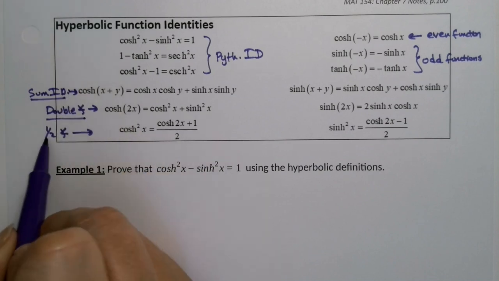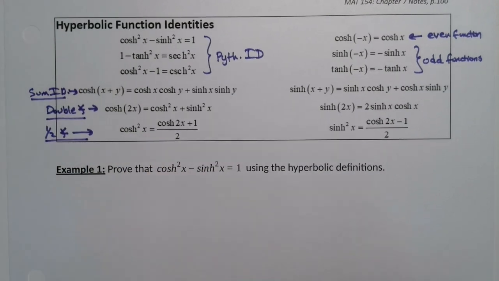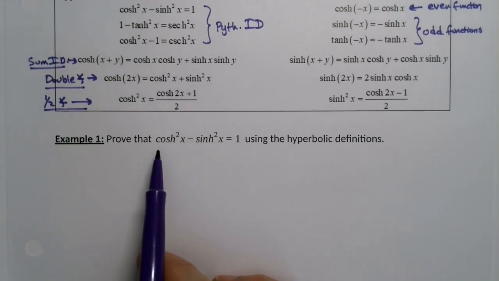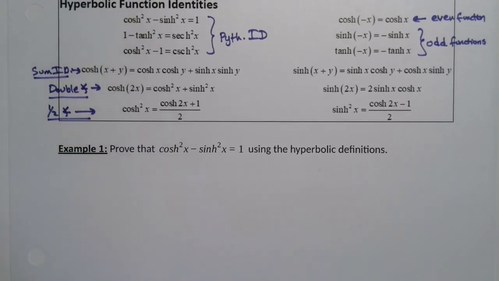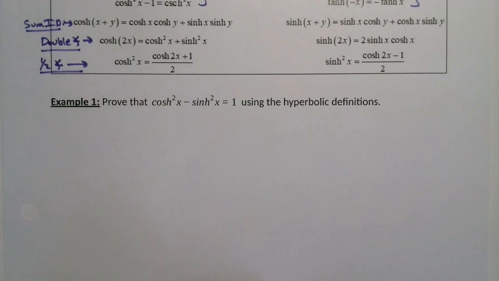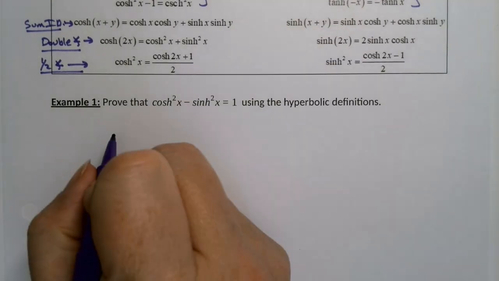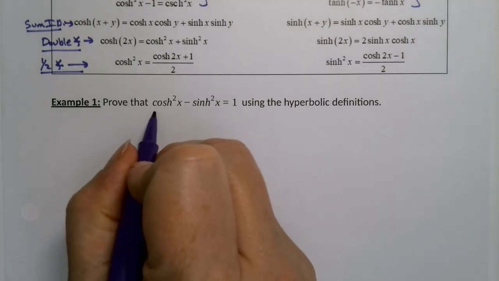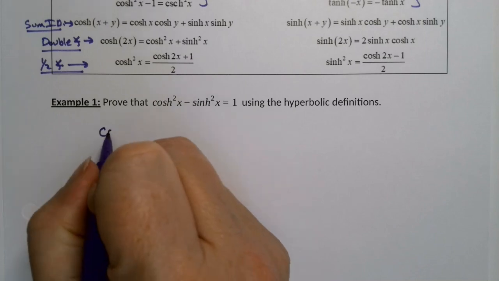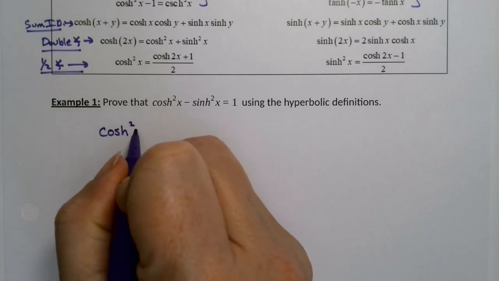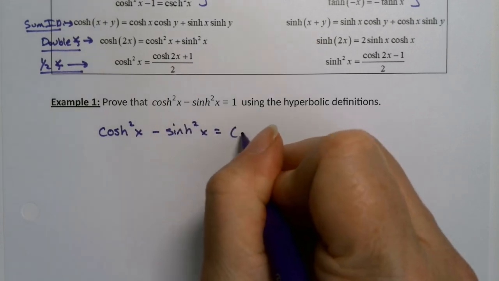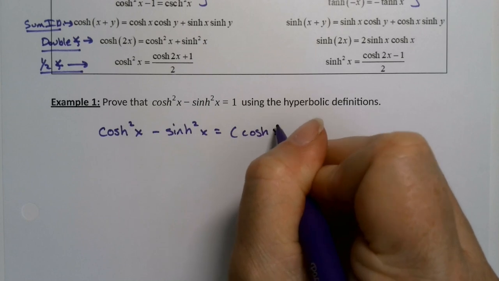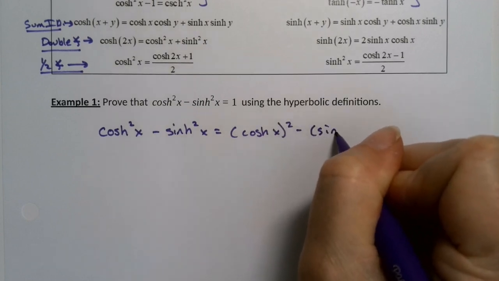Okay, so we're going to prove that cosh squared minus sinh squared equals 1. I mean, it's the base fundamental Pythagorean identity, so we're actually going to prove that it's true. All right, just in case you don't believe me. So cosh squared x minus sinh squared x is the same thing as cosh of x squared minus sinh of x squared. Make sure you put that h in there.